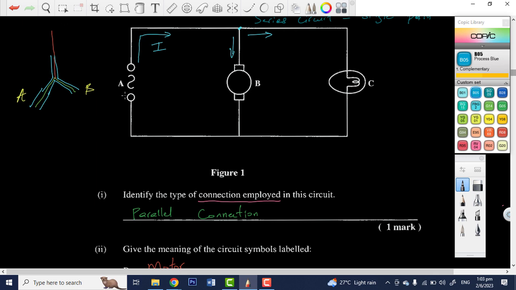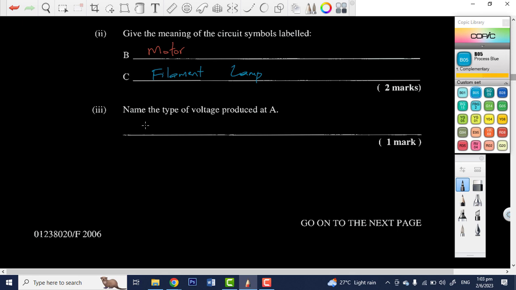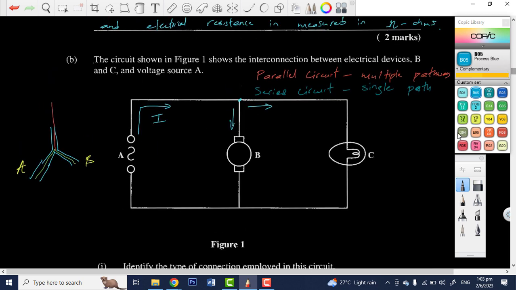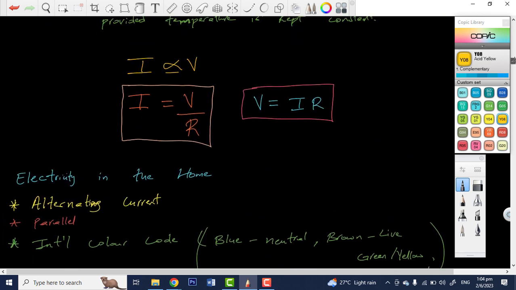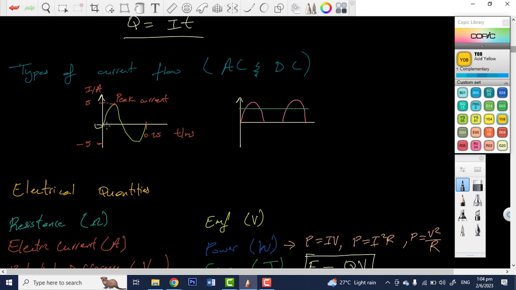Now, they say here we're to name the type of voltage produced at A. So, what type of voltage would you expect to be produced at A? Alternating current. Right? Alternating current, or we could just simply say an alternating voltage. The reason why we say alternating voltage is just by the symbol.